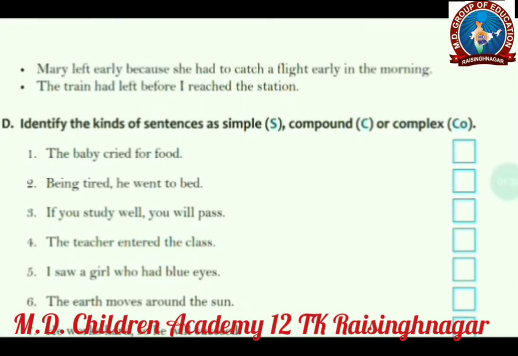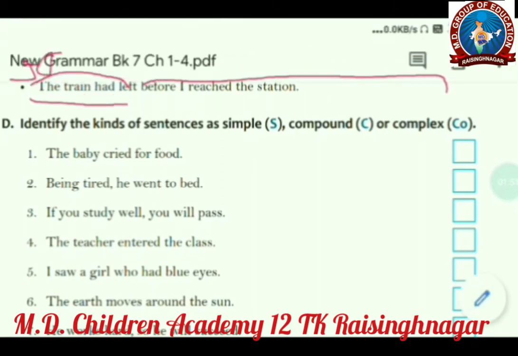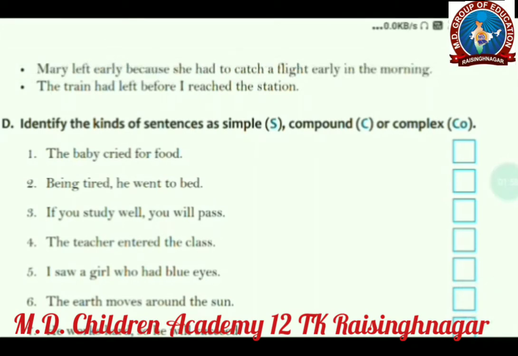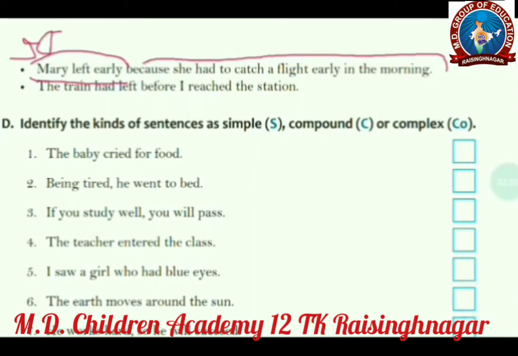Let's look at another example. Mary left early. It's a single clause. Another is because she had to catch a flight early in the morning. It's another clause. So this one is complete and it's making a complete sense. So it's an independent clause, and this one needs another one's help. So this is a dependent clause, as it needs its help to complete its sense.